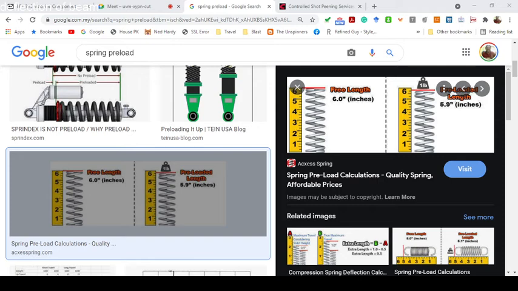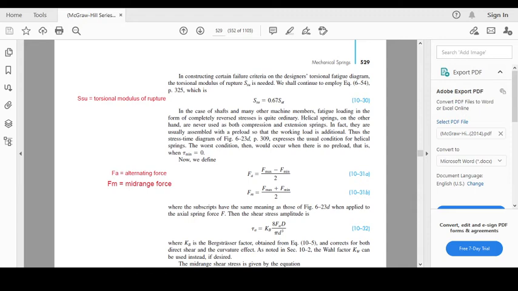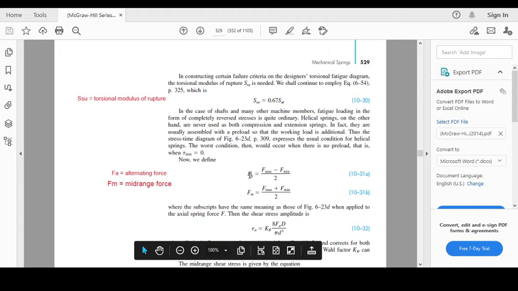You imagine your car, your motorcycle, everything that has a spring. Of course, the spring is attached to plates. When both ends of the spring are attached to a plate, it is called a preload. This end is attached to a plate, this end is attached to a plate, both is called preload. So we define FA as the alternating force and FM as the mid-range force.